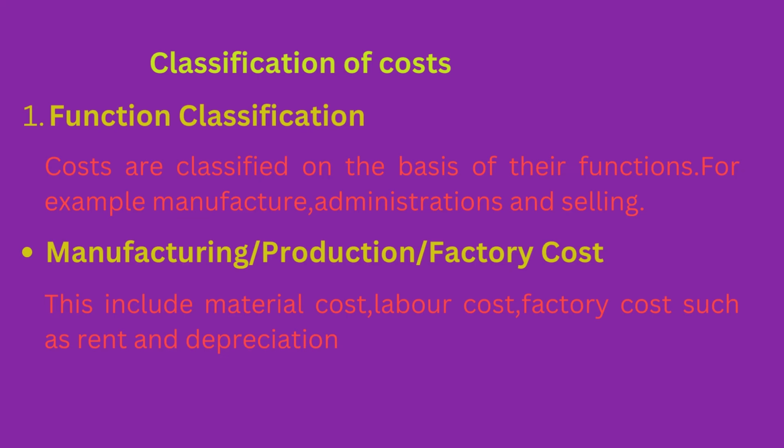Let's see the first cost, which is classified according to function, which is manufacturing, otherwise known as production or factory costs. These are costs which are involved in the manufacturing or the production of the products. These may include the material costs, the labor costs, and the factory costs, such as depreciation and rent.